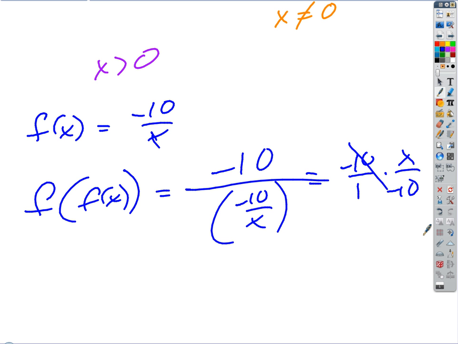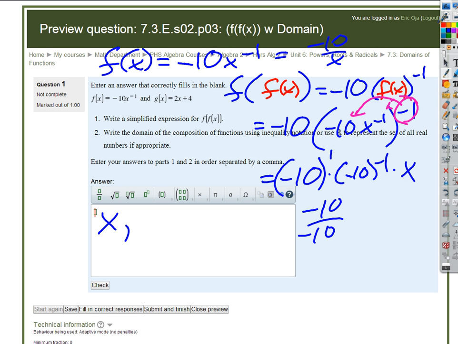Okay, so we get back for our first answer, x. Now, what's the domain of x? Are there any restrictions on x? No restriction, so you put R. Okay, no even roots, no x's on the bottom. So the domain of our composition, the whole thing, is unrestricted, but we got a rule.